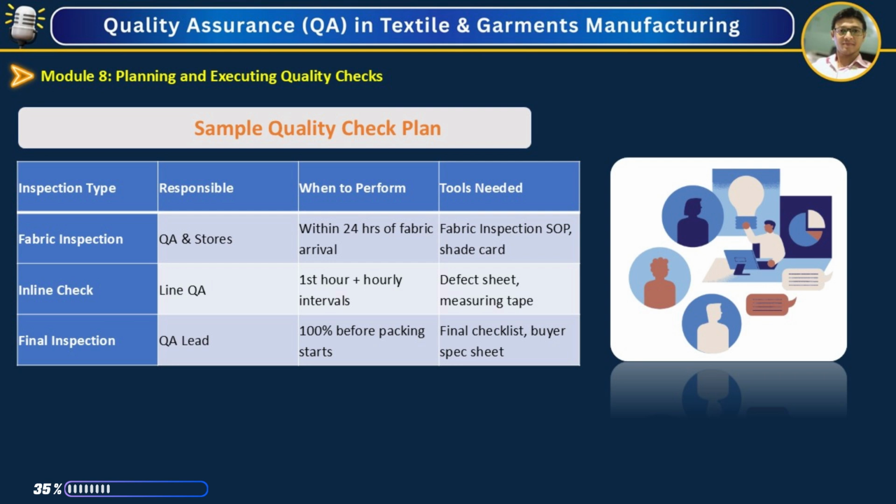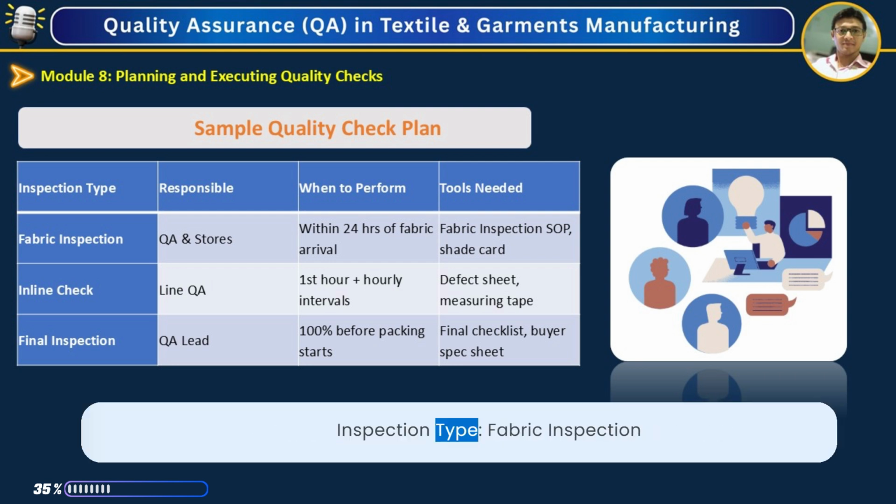Sample quality check plan. Inspection type: fabric inspection. Responsible: QA and stores. When to perform: within 24 hours of fabric arrival. Tools needed: fabric inspection SOP. Inspection type: inline check. Responsible: line QA. When to perform: first hour plus hourly intervals. Tools needed: defect sheet, measuring tape.